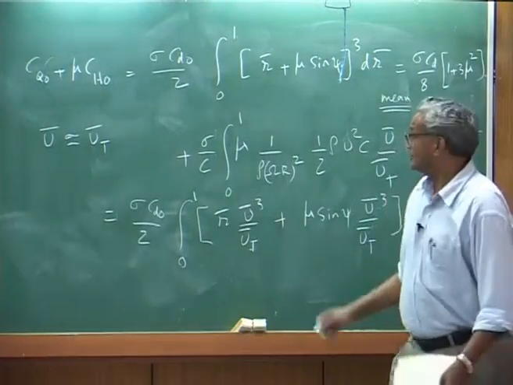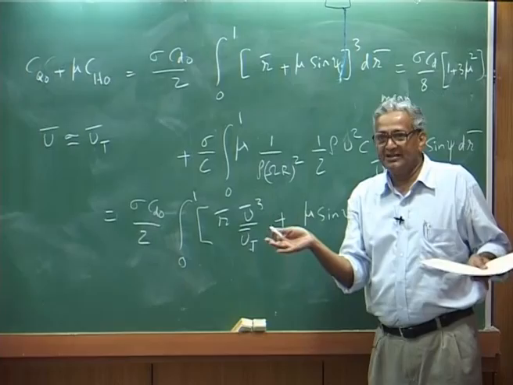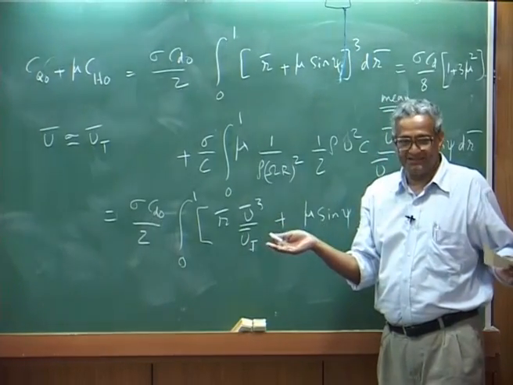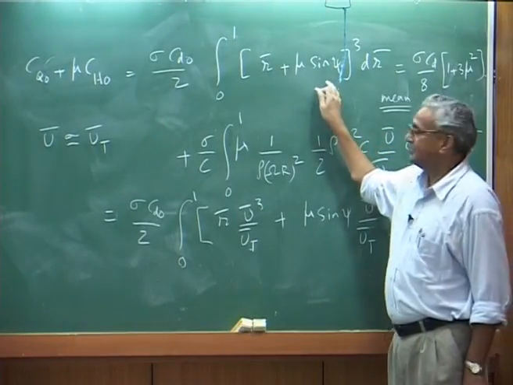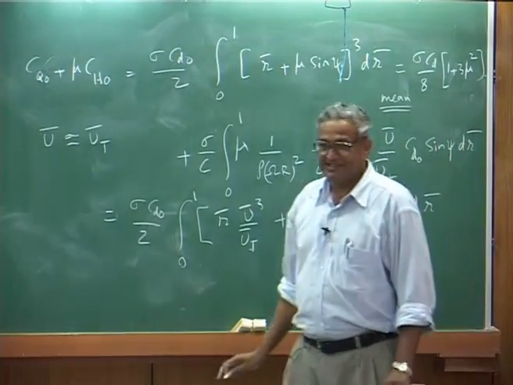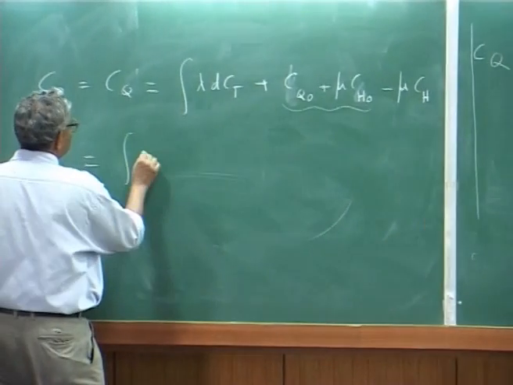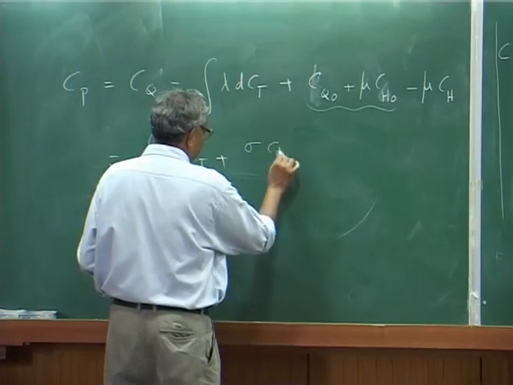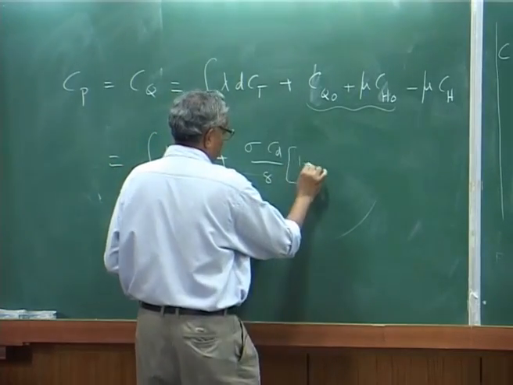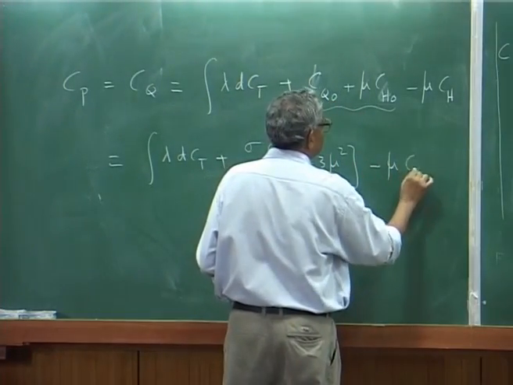So, the only thing is when you go to the square term, you will write sin square psi is 1 minus cos 2 psi, something like that. Then you do the mean value, and you will find this quantity is sigma C d over 8 times 3 mu square, exactly it will come. So, you will find your C p or C q is integral lambda d c t plus sigma C d over 8 times 1 plus 3 mu square minus mu C h. Okay.